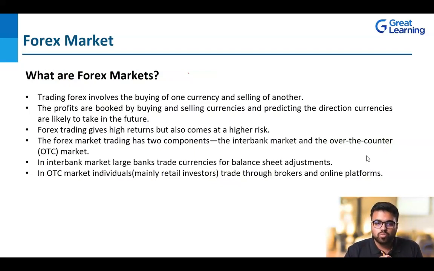And the second part is the over the counter market, which is for you and me, like retail investors. You can trade in those currencies through brokers and online platforms. Some of the banks have their online platform, or generally any companies in the brokerage business can also do these things.